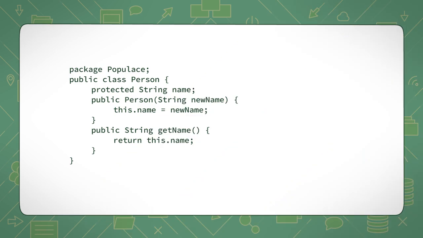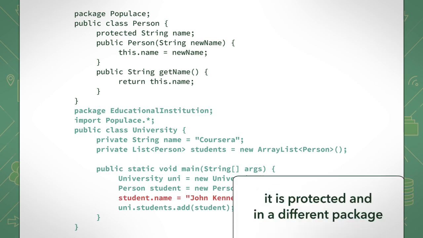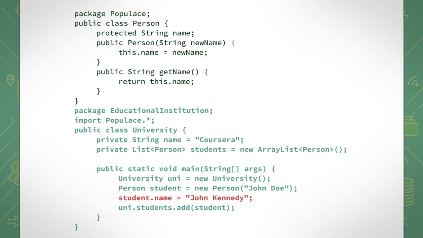We have put the person class in a package called Populace, which contains all classes related to the people of a country. Notice that the person's name attribute is protected. The university class is in a new package called Educational Institution. This package imports everything in the Populace package, which will give us access to the publicly accessible person class. If you look at the main method, you'll notice the emphasized line of code. This is to bring your attention that this line of code does not work. We cannot access the name attribute from the person class because it is protected and it is in a different package. This access modifier also applies to methods in classes.